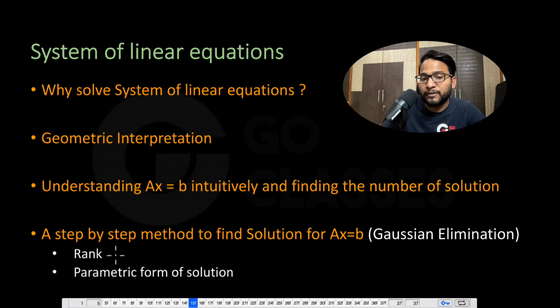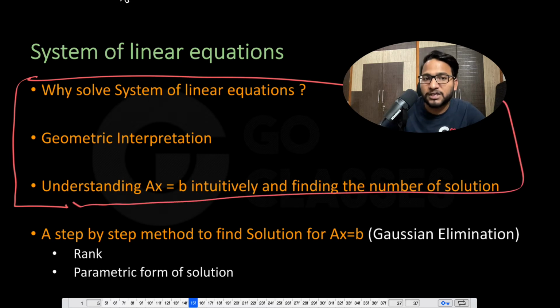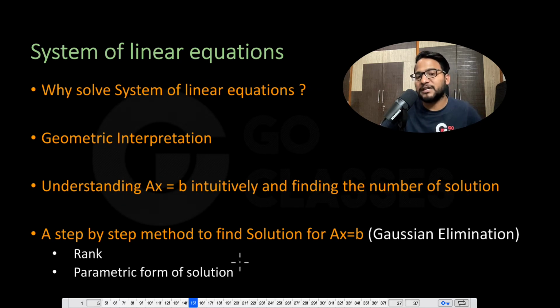Then we will see the proper step-by-step method to find the solution for Ax equal to b. There is a method called Gaussian elimination, which is a step-by-step procedure to find the solution. If by chance you do not understand the intuition, or the geometric interpretation, or any of these three, but you understand this last thing, how to solve step by step using a procedure, then you will be able to achieve, I can say, full marks in GATE from this topic. But it's also important to understand this intuitively.